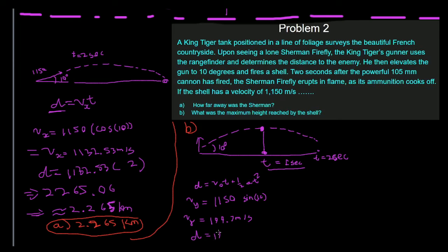Now we could use the distance formula. Distance equals 199.7 times t, which is just 1, minus 1/2 acceleration. Acceleration again is negative 9.81, and 1/2 of that is negative 4.905, times t squared, which again is 1. So now we have 199.7 minus 4.905, which yields us the maximum height. So H max equals 194.8 meters.